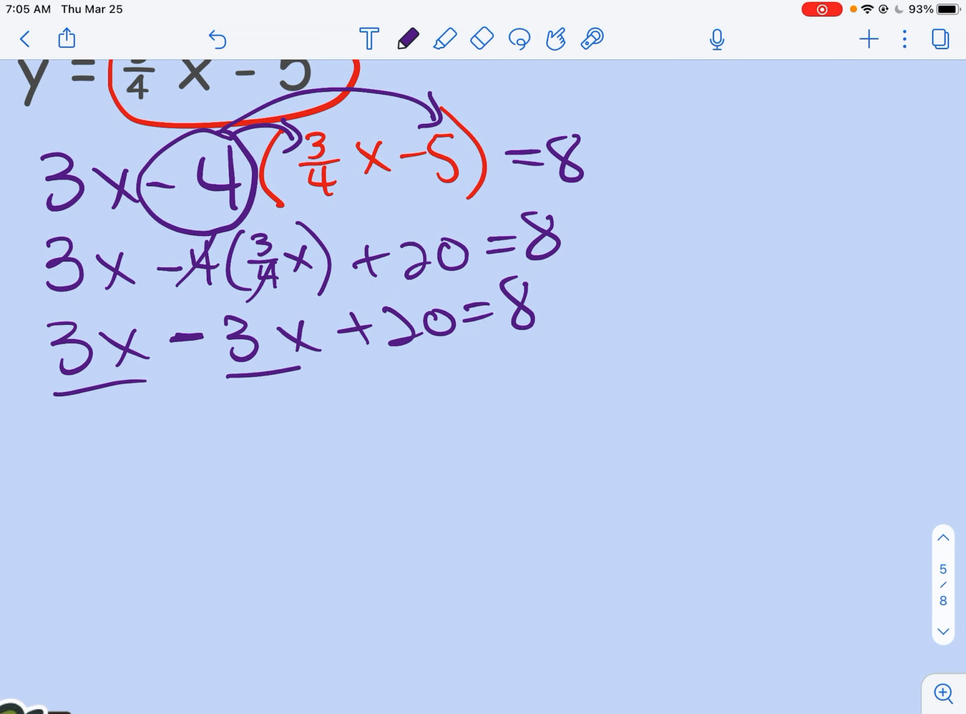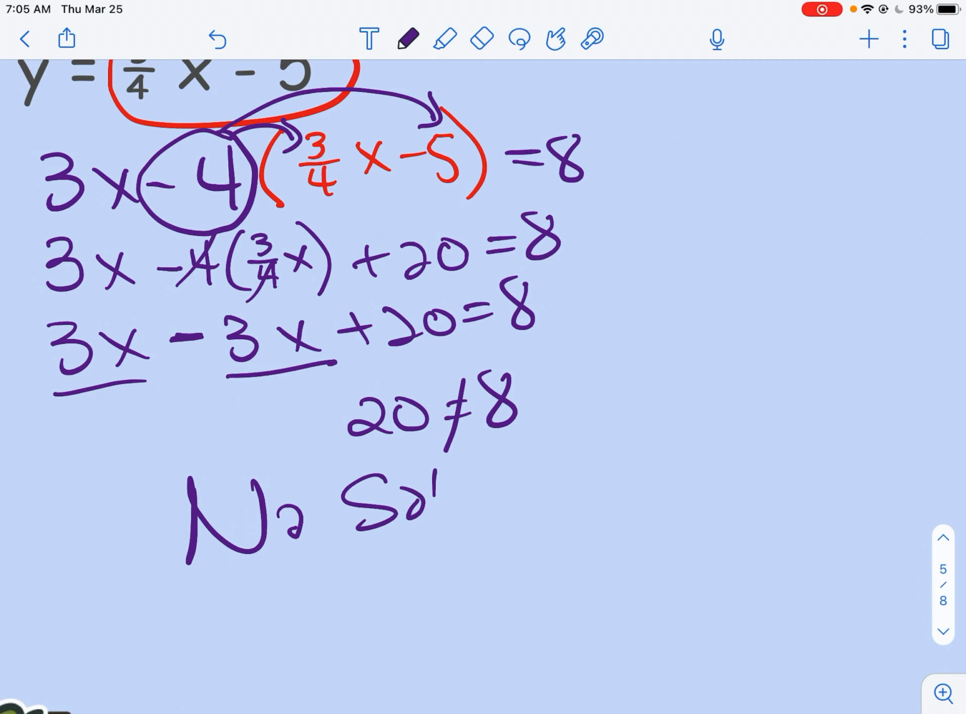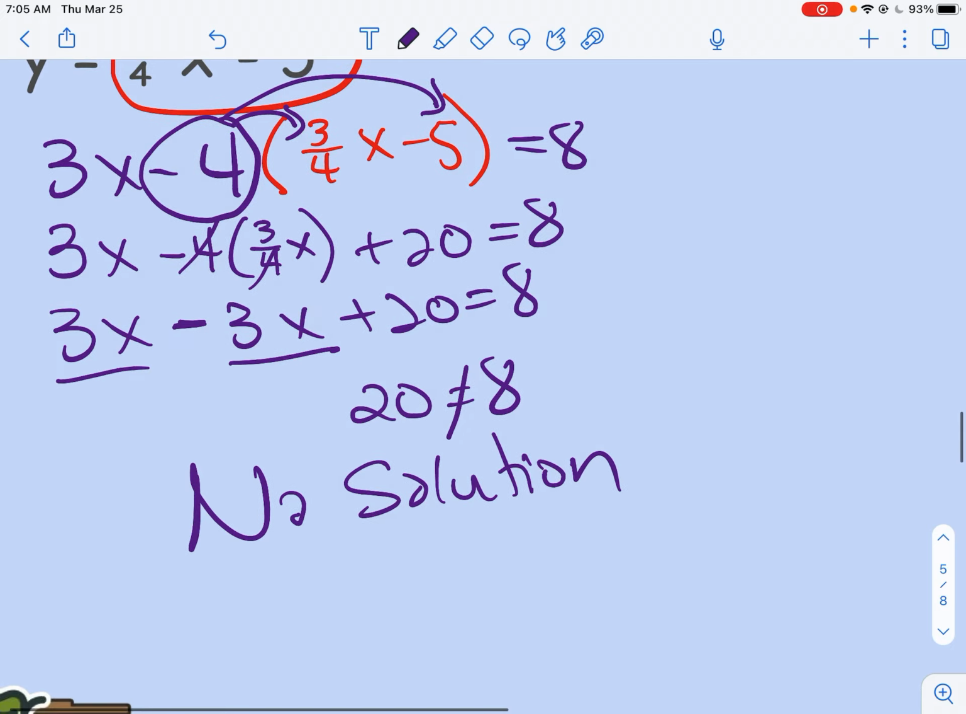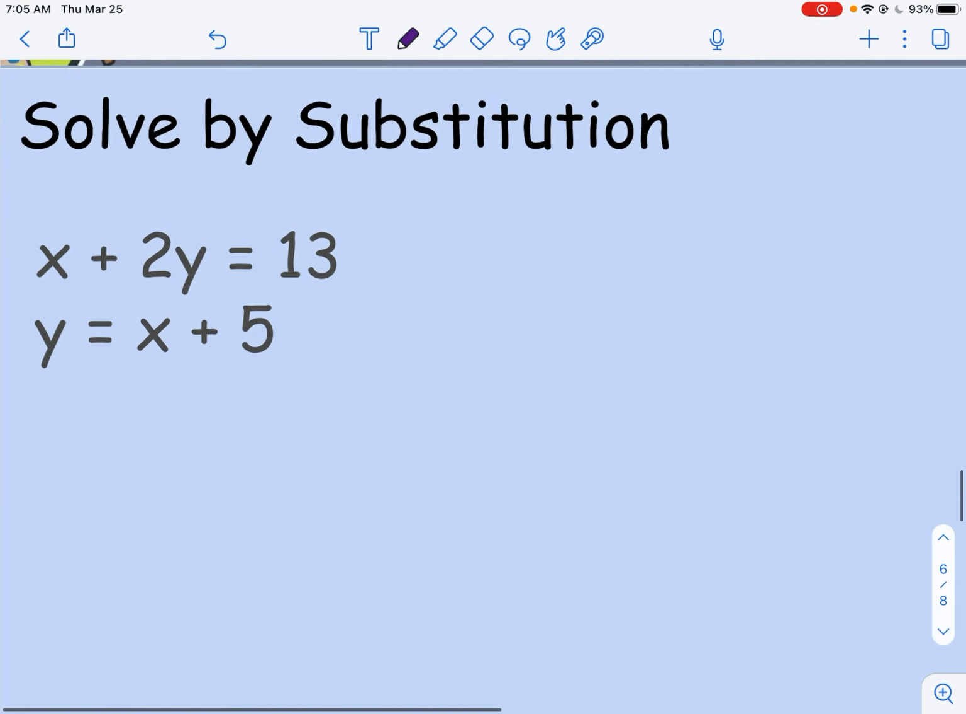So 3x minus 3x, that disappears and I get 20 equals 8. 20 never equals 8. So we now have no solution. So if you get that the numbers do not equal each other, but the variables cancel themselves out, then you have no solution.